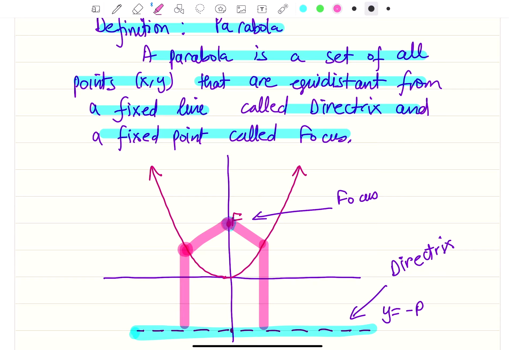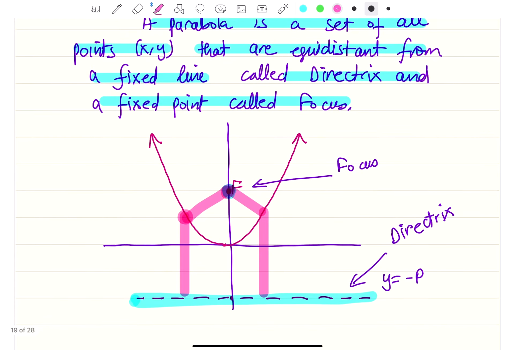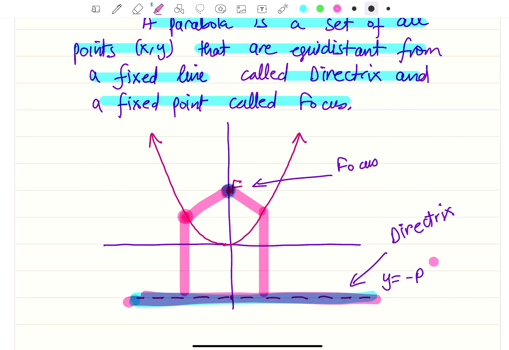Focus is going to be inside the parabola and directrix is outside the parabola in the opposite direction of which parabola opens. So equation of directrix would be y equals negative p, and focus is along the vertex line of the parabola.